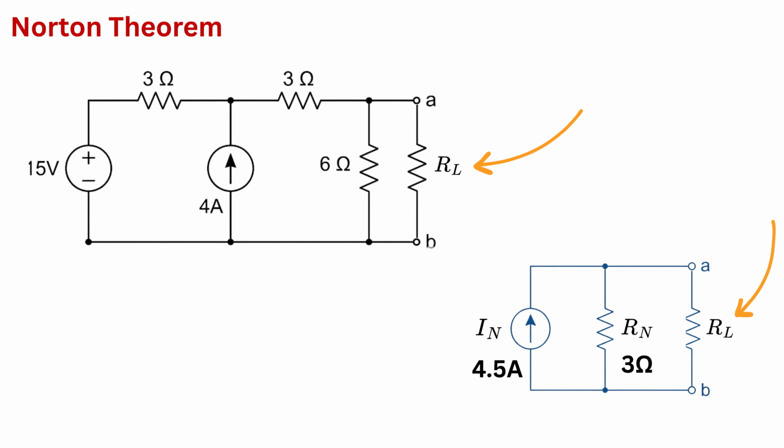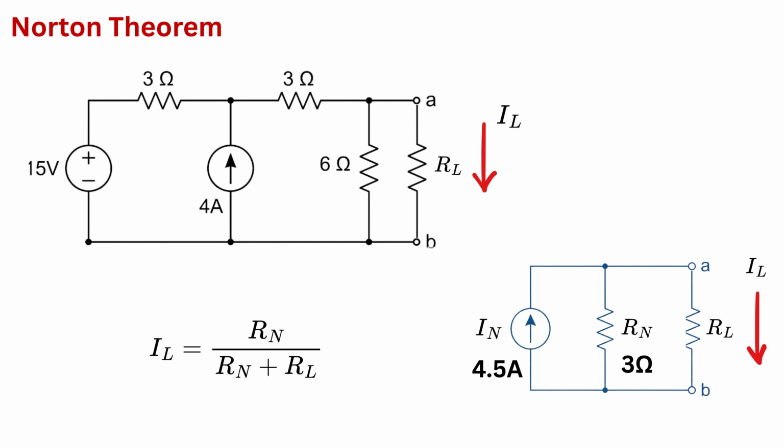Now if you want, you can connect a load resistor RL between A and B, and easily find the current or voltage across it using this simplified circuit. The current across this load, IL, will be RN over (RN plus RL) times IN. This is the main advantage of Norton's theorem.